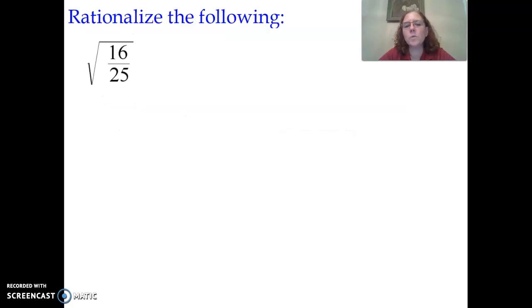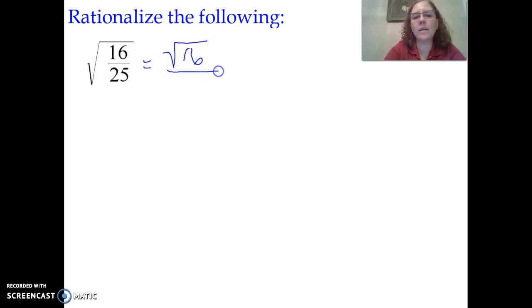Okay, so here's our first one. In this case, I have a square root and I have a fraction inside the square root. Well, the first thing I'm going to do is split this into two separate square roots. The square root of a fraction is the same thing as a fraction with a square root in the denominator and the numerator.